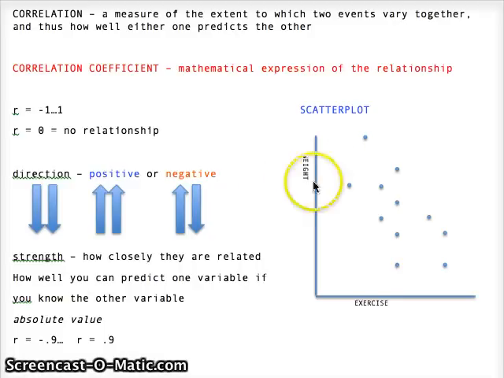It's easier to say, hey, how much do you exercise? Okay, I can guess really well what your weight's going to be. In this case, not quite as much because, again, not as strong. If you exercise this much, I'm going to guess your weight is somewhere in this range. If you exercise this much, it's going to be somewhere in that range. If you weigh this much, I bet that's how much you exercise. That is how you use a scatter plot. And that is correlations.